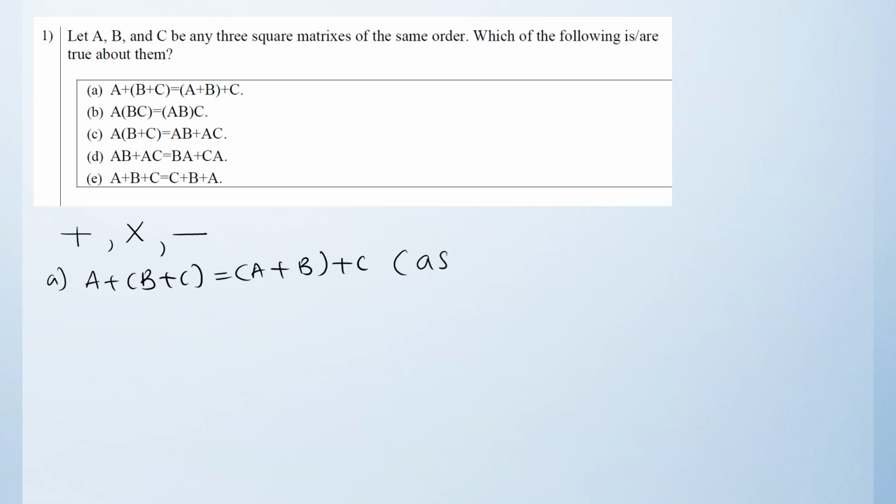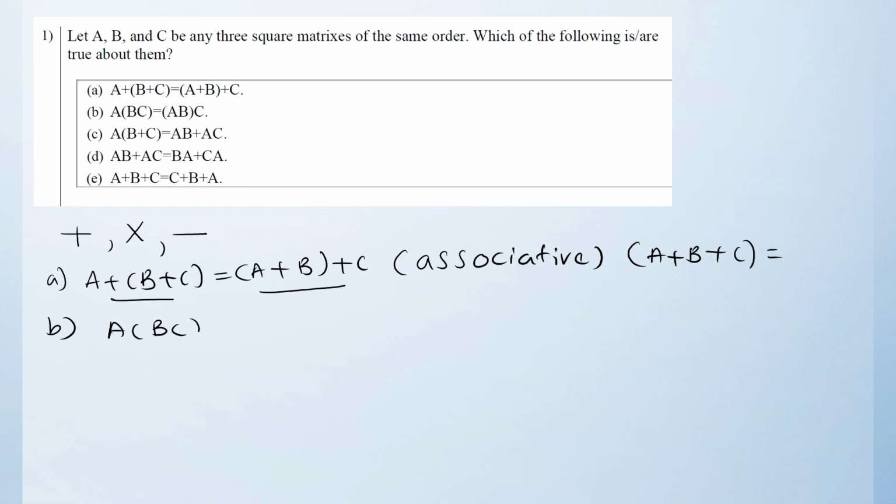Since addition is associative, that means A plus B is the same as one of these two. So part B, again we have the associativity, under multiplication. So when we consider these three multiplications, we have A, B and C.